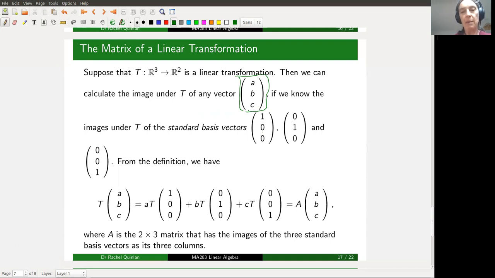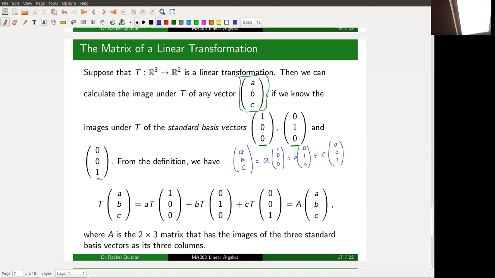So the assertion is that if we know the images under T of the 3 standard basis vectors, which are (1, 0, 0), (0, 1, 0), and (0, 0, 1) — geometrically, you can think about these as unit vectors pointing along the positive x, y, and z axes — then we can calculate the image under T of anything else. And the reason for that is, as a side note, the vector (a, b, c), no matter what a, b, and c are, is the vector (1, 0, 0) multiplied by the scalar a, plus the vector (0, 1, 0) multiplied by the scalar b, plus the vector (0, 0, 1) multiplied by the scalar c.